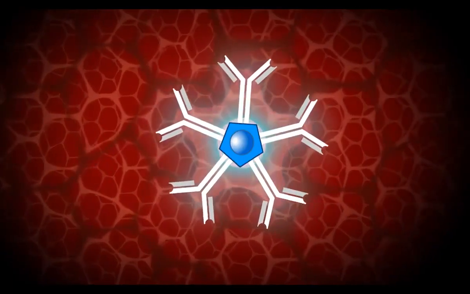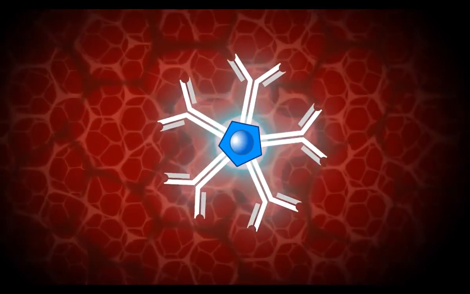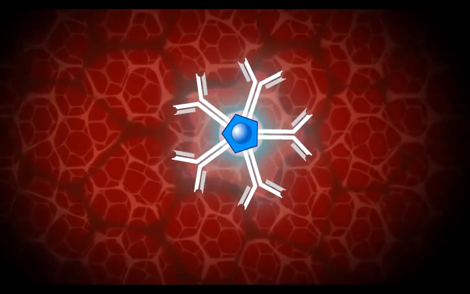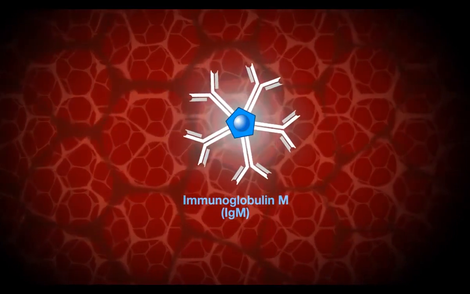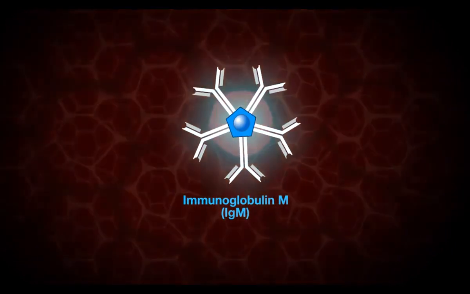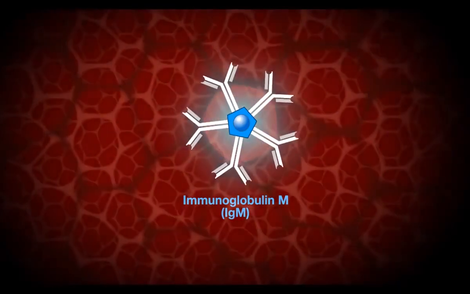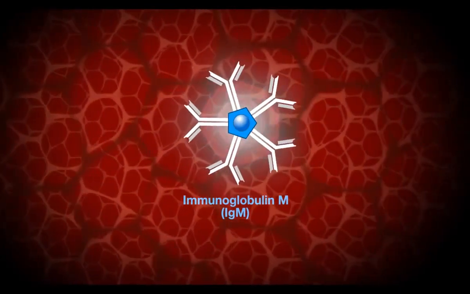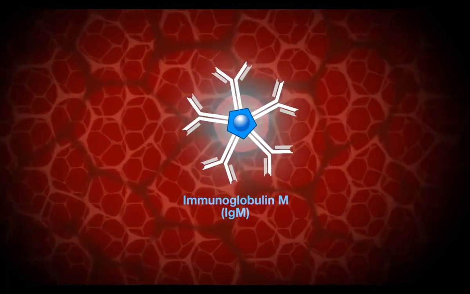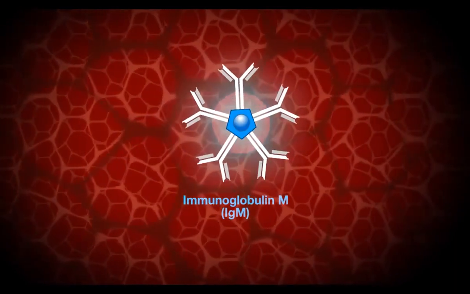The first time an infection or vaccine antigen is encountered, the antibody produced is called immunoglobulin M, or IgM. IgM circulates as 5 molecules bound together with a total of 10 binding sites for rapid and effective binding to antigen.